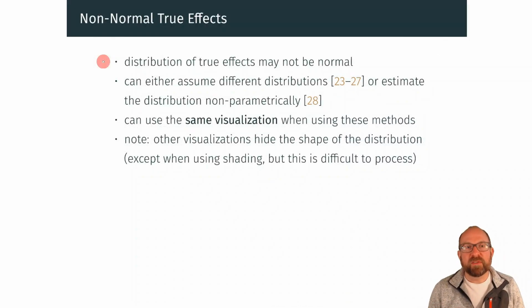All of the examples so far have used models that assume that the distribution of true effects is a normal distribution, but this may of course not be the case. We can either assume a different distribution or estimate the distribution of true effects non-parametrically. But either way, we can use the same visualization when using these methods. And I should note that other visualizations hide the shape of the distribution, except when using shading, but shading is much more difficult to interpret than actually seeing the shape of the distribution itself.